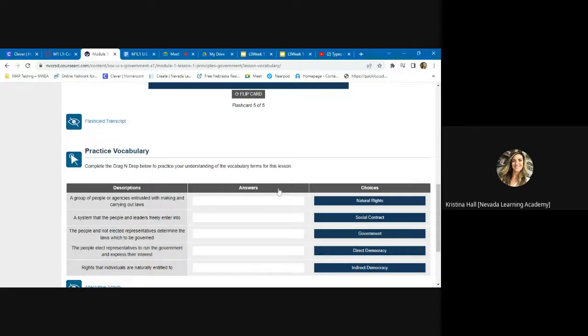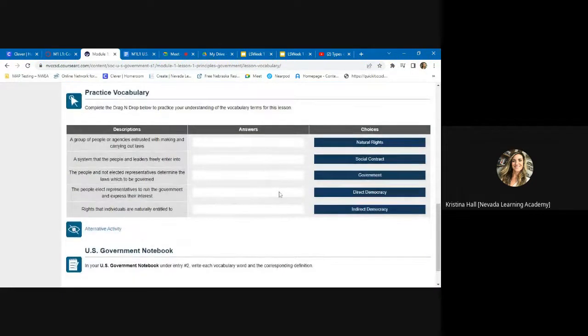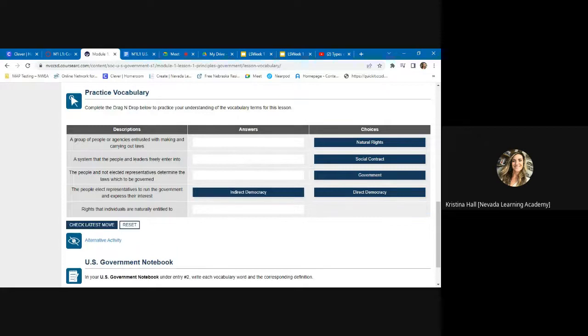Okay, then you always are going to do a course arc activity, and this earns points. Okay, so this part is where you're going to match the vocab word. So I'll do like 2 of these with you. So the people elect a representative to express their interests. So that's going to be indirect, right? The people do not elect someone, right? They do it all on their own. That's going to be indirect.